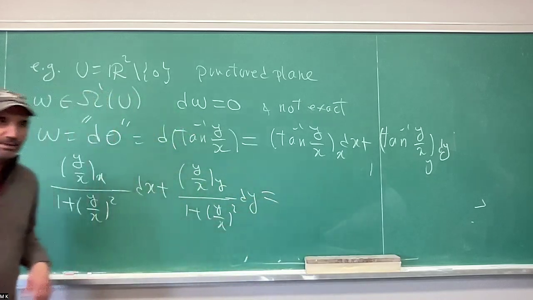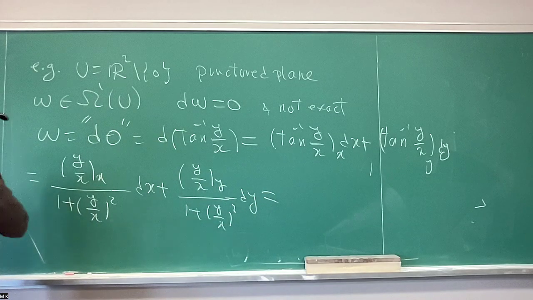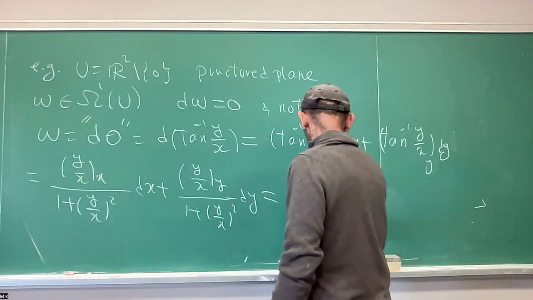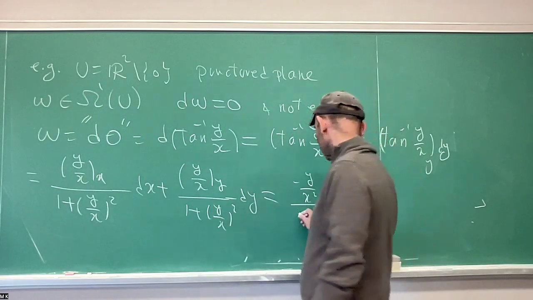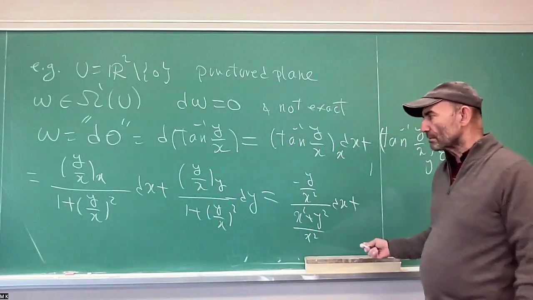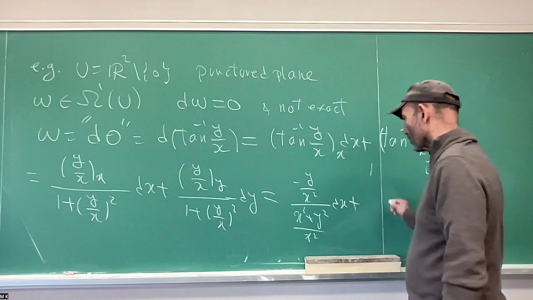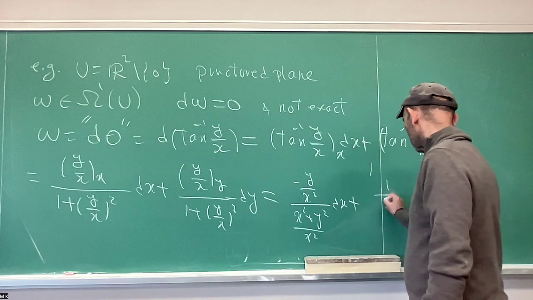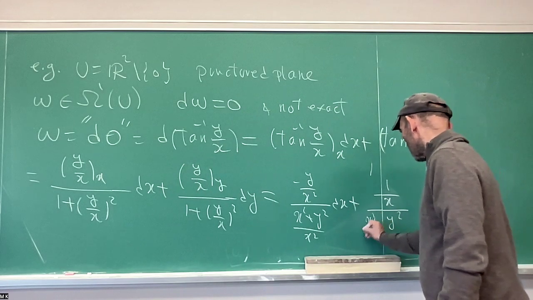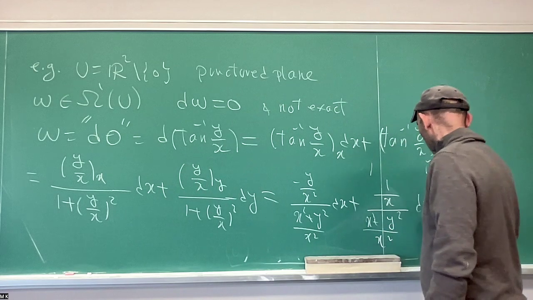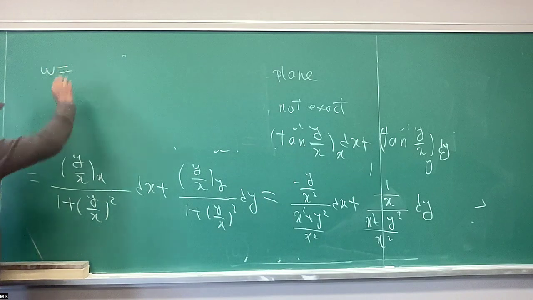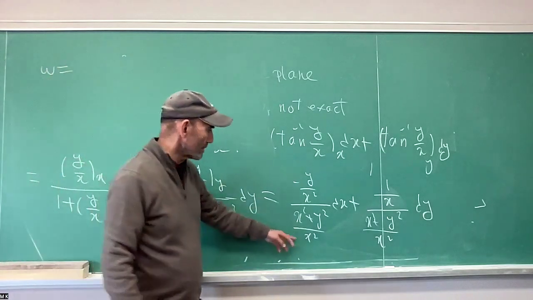So let's see what we get. That guy is equal to minus y over x squared, over x squared plus y squared over x squared, dx, plus 1 over x, over 1 plus y squared over x squared, that is x squared plus y squared over x squared, and this is dy, right? So let me simplify this now.